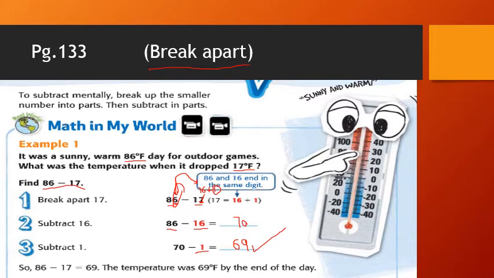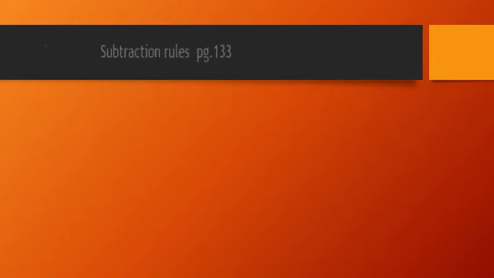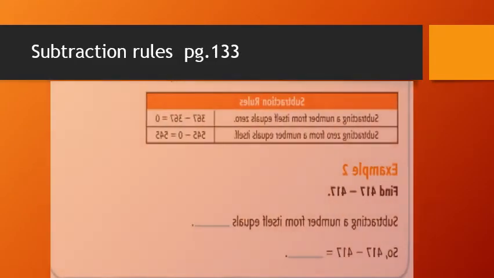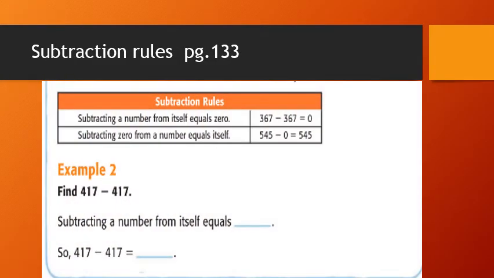Easy? Let's see this subtraction rules. It's very important. We have two rules. The first one, when I subtract number from itself equals 0. For example, 367 minus itself equals 0. The second rule, if I subtract 0 from a number, give me itself. For example, 545, if I subtract 0 from it, from nothing, I didn't do any change, equals the number itself, 545.